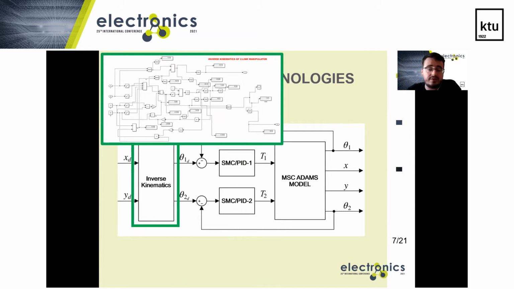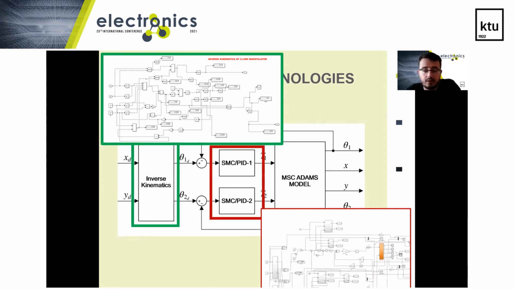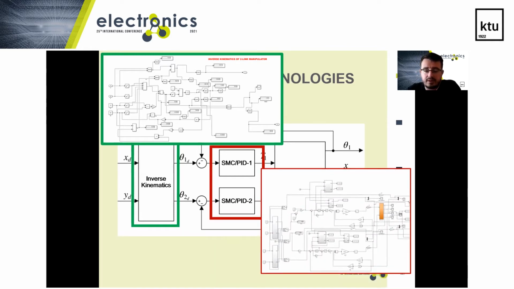After we get the suitable joint angles, the controller procedure will start. As you see on the block diagram, we used two different types of controllers. One of them is the sliding mode controller, SMC, and the other controller type is the most generally used PID controller structure. Again, same picture. These are the controller hierarchy in the MATLAB Simulink environment.